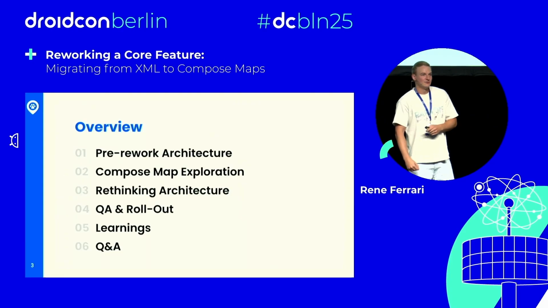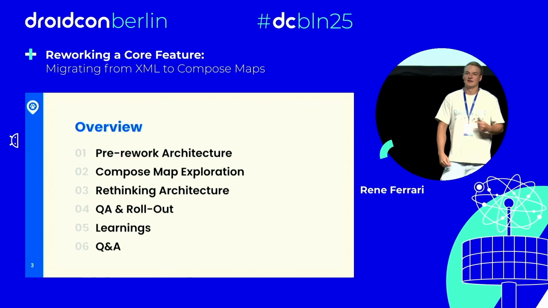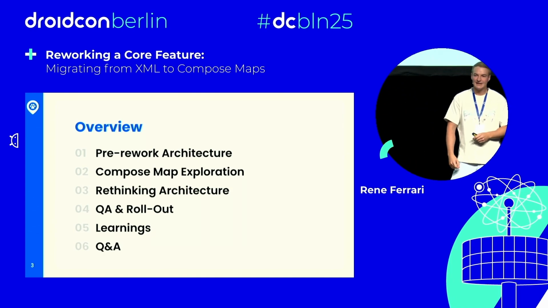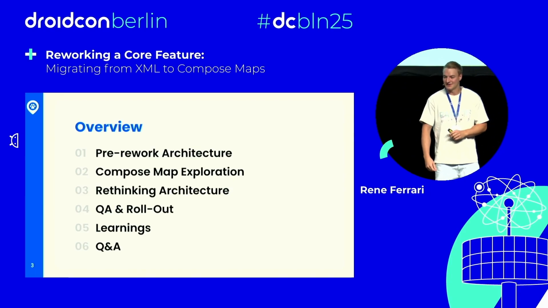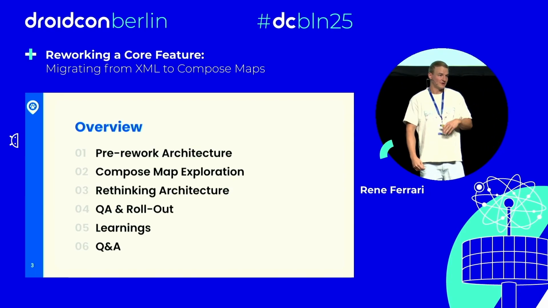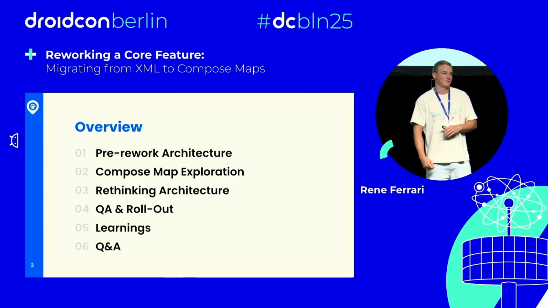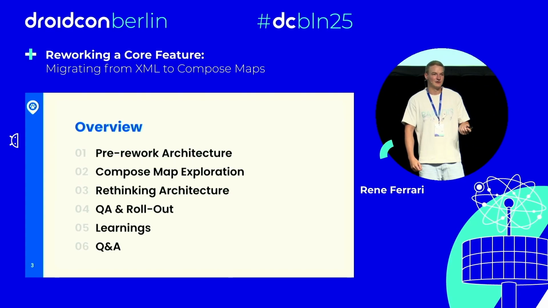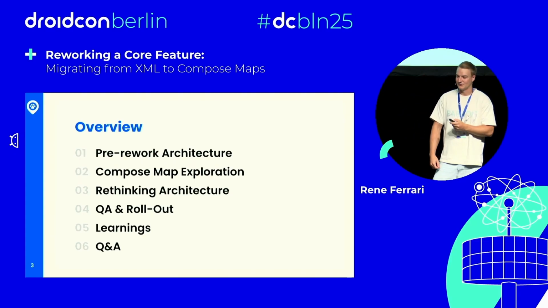So a quick overview over this talk. First, I'll walk you through how we originally solved the whole map situation. Then how I first started looking into Compose Map back in 2024, last year, around summertime. Then how we rethought architecture as a whole for us whilst adapting to Compose, and the whole QA and rollout process after the rework, some key learnings, and then if there's time left, Q&A.